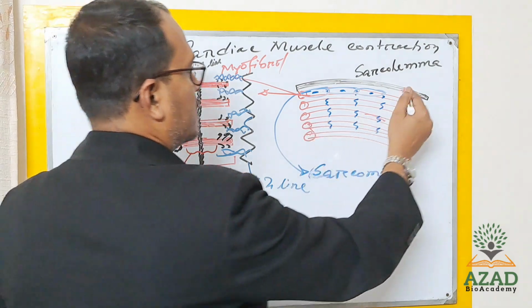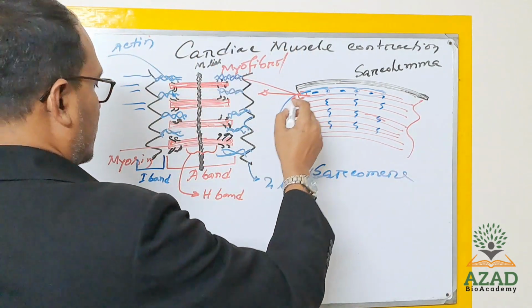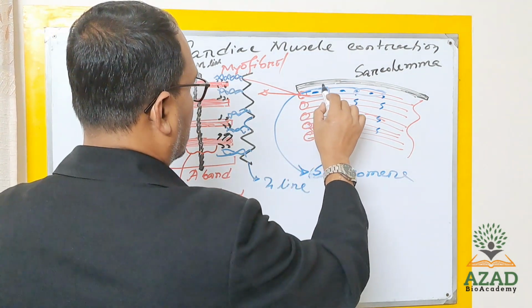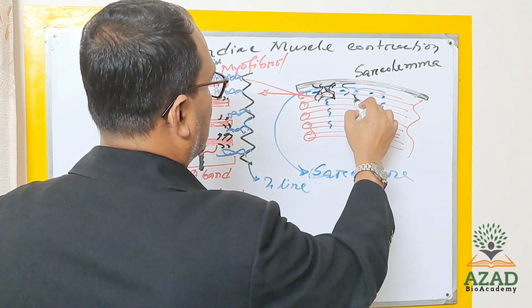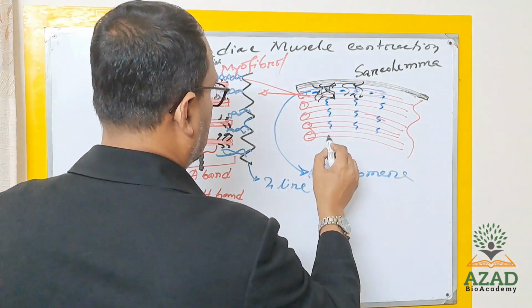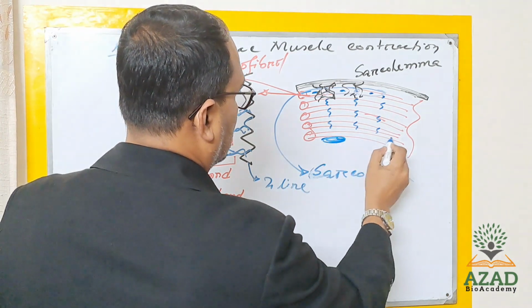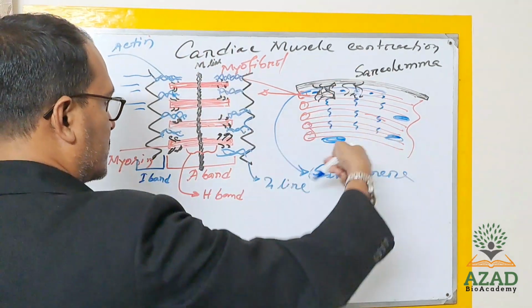And you know, this is the sarcolemma. Within that part there are different things. You can say this is the endoplasmic reticulum, this is your mitochondria, like that. So different organelles are there.